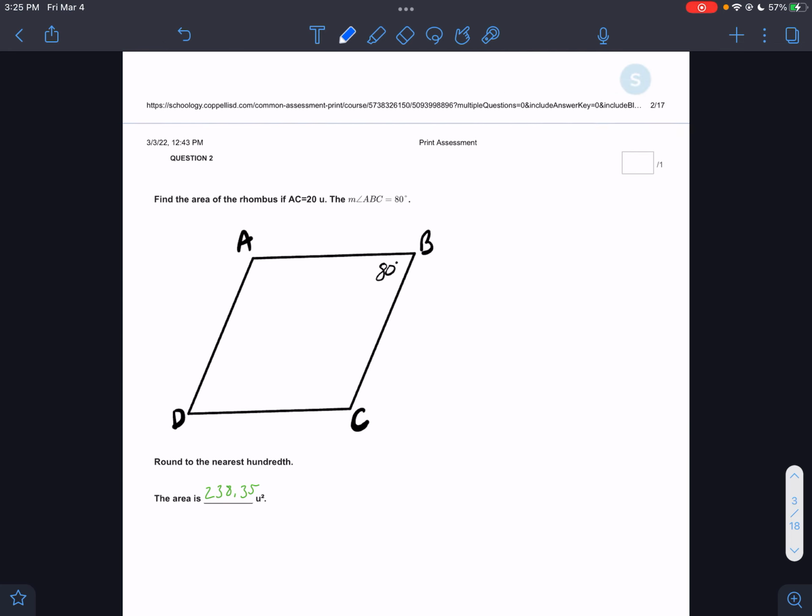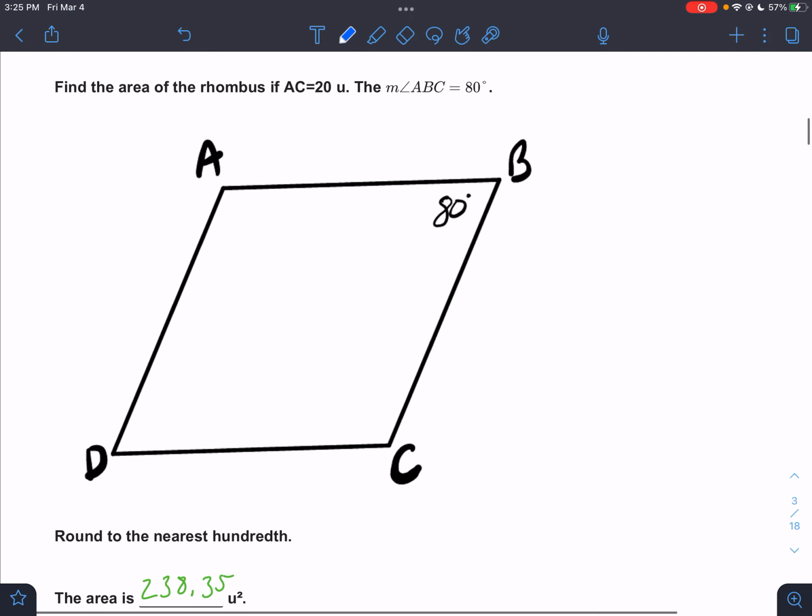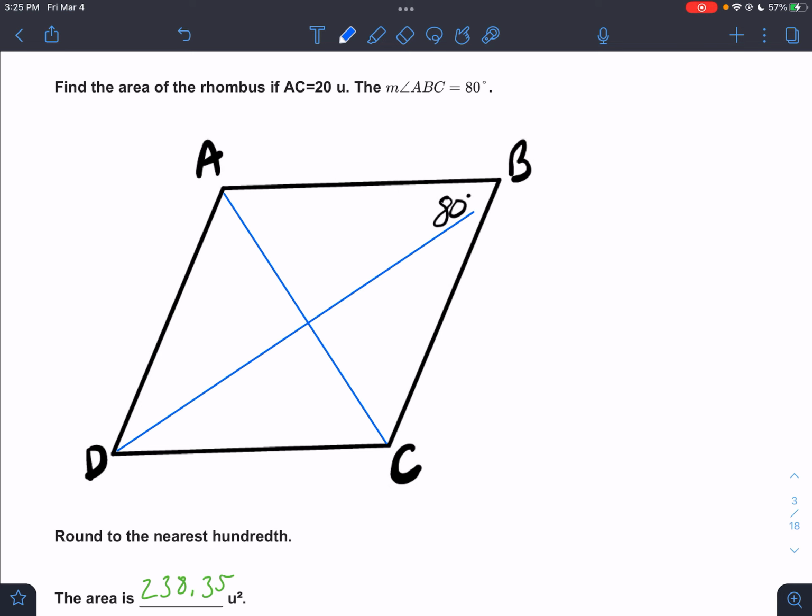Find the area of the rhombus if AC equals 20. So if AC equals 20, and they tell us it's a rhombus, I'm going to go ahead and draw both diagonals. On a rhombus, it would cut this corner in half, making it 40 and 40. AC would be cut in half. That would be 10 and 10. And we want the area of the rhombus.